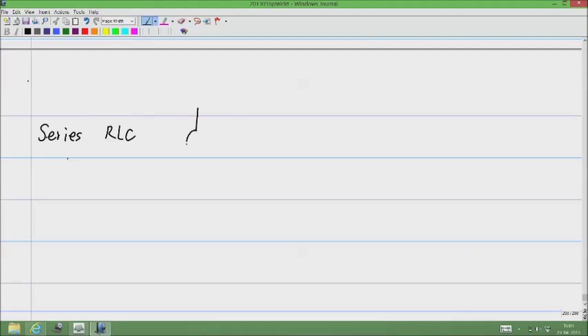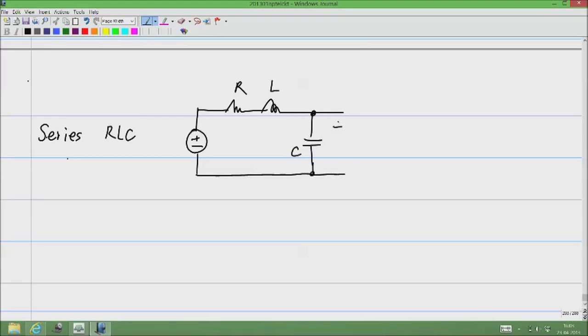A series RLC circuit, we took to be this, and I wrote the differential equation with the capacitor voltage Vc as the desired variable. This Vs steps from 0 to Vp, but in general it could be anything, okay.